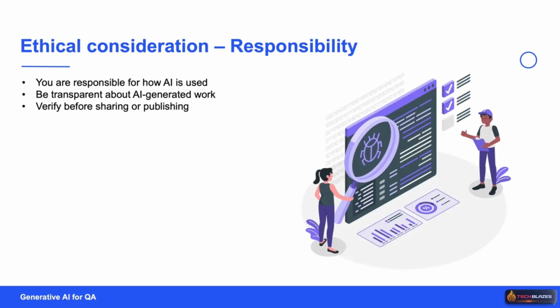From an ethical perspective, responsibility is key. If you use AI to write documentation, generate test cases, or explain code, you're still the author. That means you're responsible for verifying and standing behind the results. It's also good practice to be transparent, especially in reports or documentation, about what was generated with AI. The idea isn't to hide it, but to use it responsibly and ethically.